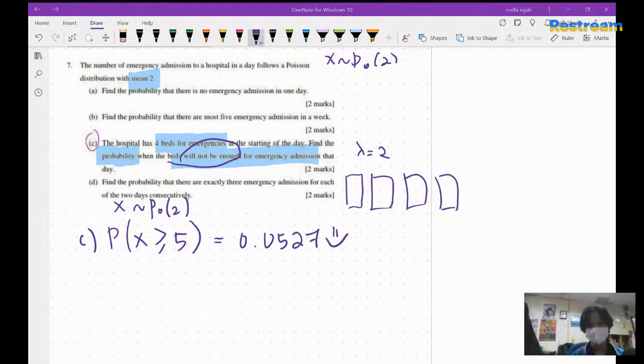This question is actually pretty easy. It's big because there's a lot of words. There's a lot orang Melayu.